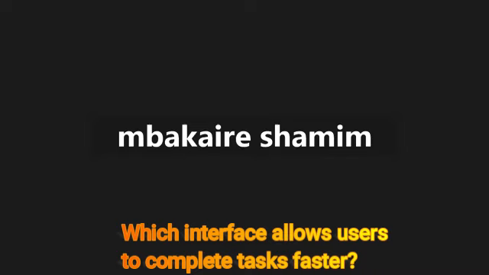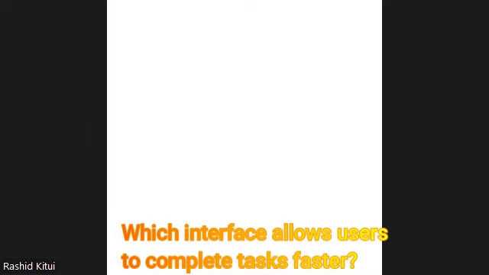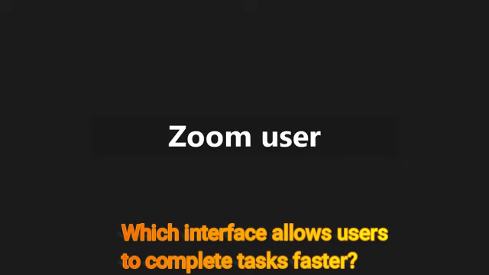The voice interfaces are usually faster because speaking is often quicker than typing or performing physical gestures. For example, saying "navigate to Kampala City" takes only a few seconds. That's so great to hear, Shamim. Maybe Rashid.